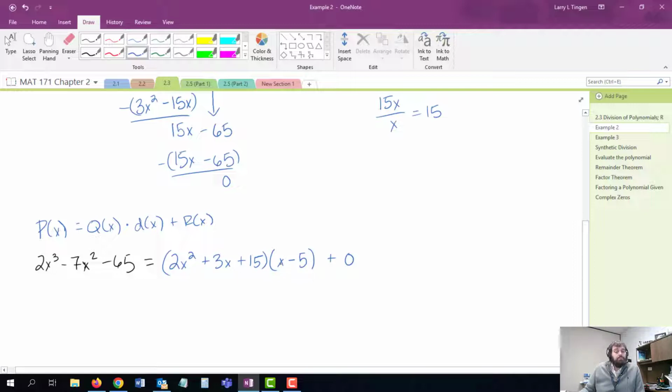linear binomial, I can factor this now, right? I can factor 2x squared plus 3x plus 15 because I know how to do it, it's a quadratic. So that's one reason it's very important to learn about division, because now I can take higher order polynomials, break them down until they become quadratics or linear, and then I can find all of the solutions.